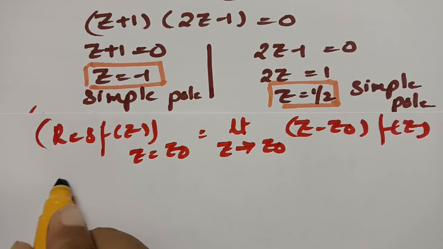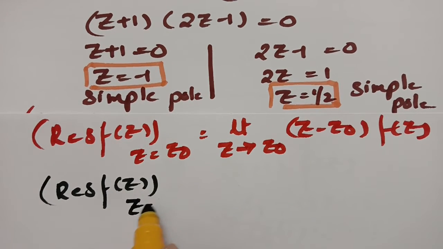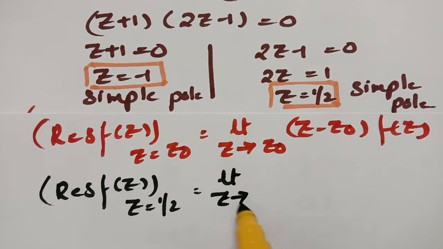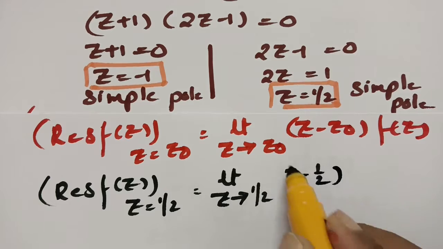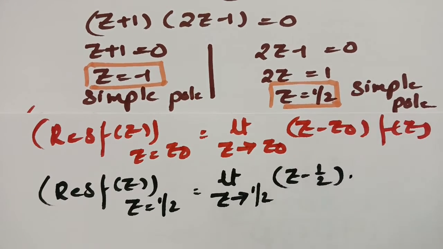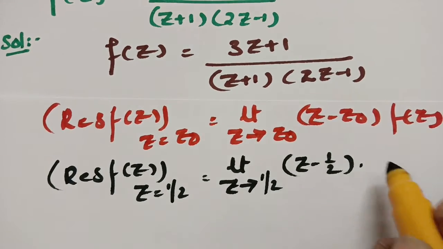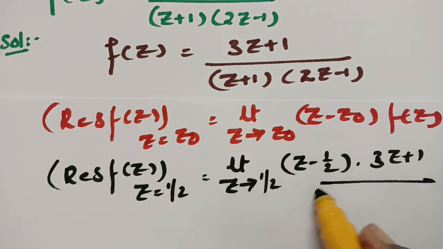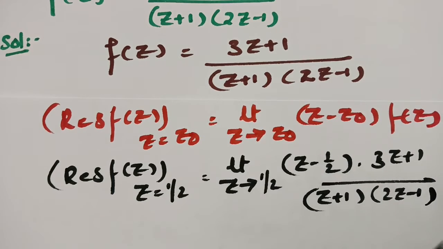residue of the function f of z at value z naught is equal to half, this will be limit z tends to z naught value is half and this is z minus half into f of z. So what is our f of z value? So f of z value is this one as 3z plus 1 by this value is z plus 1 into this value is 2z minus 1.